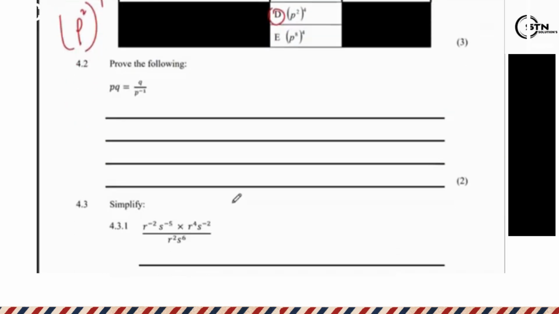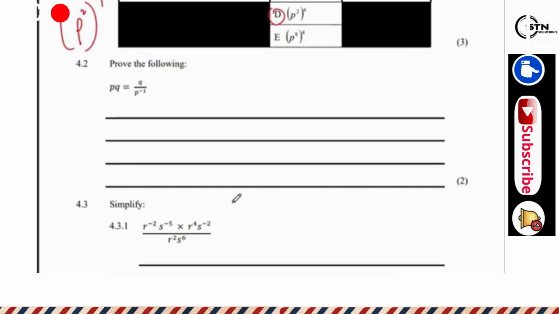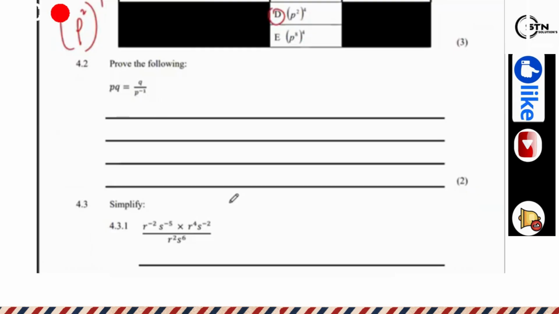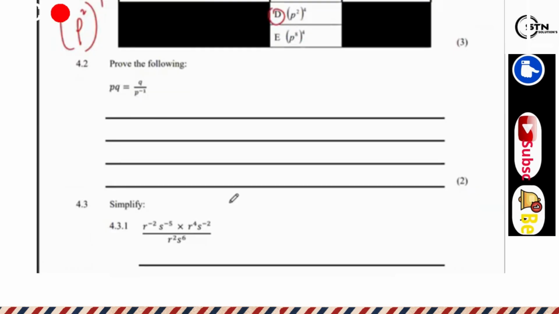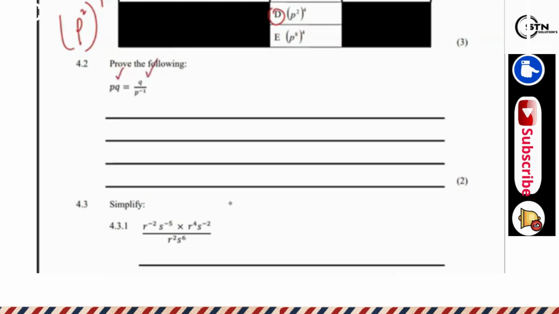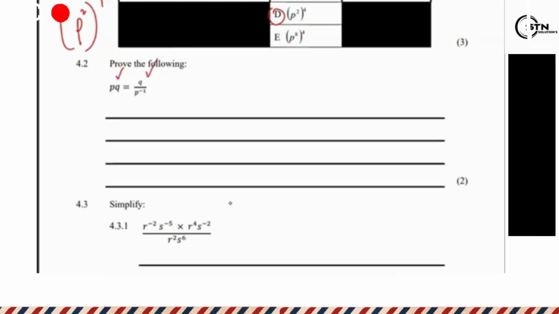Then 4.2, can we prove the following? Can we prove the following? Wow. Guys, how do we prove this? Because they want us to show that the right-hand side is equal to the left-hand side, or the left-hand side is equal to the right-hand side. How do we prove this?